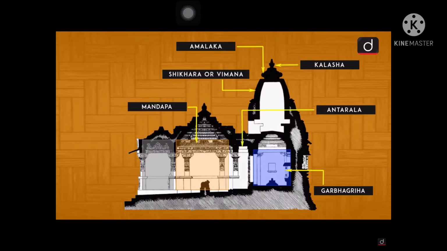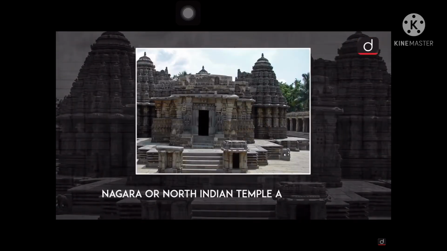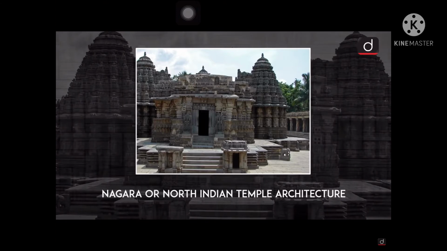Antarala is a vestibule between the Garbhagriha and the Mandapa. Jagati, common in North Indian temples, is a raised platform where devotees can sit and pray. Vahana is the vehicle of the main deity, which along with the standard pillar or dhwaj is placed axially. Now looking at the Nagara or North Indian temple architecture.